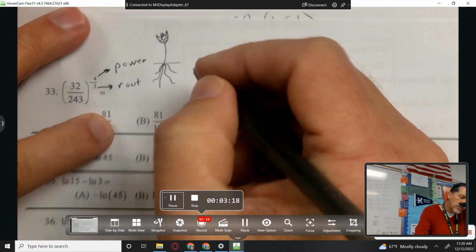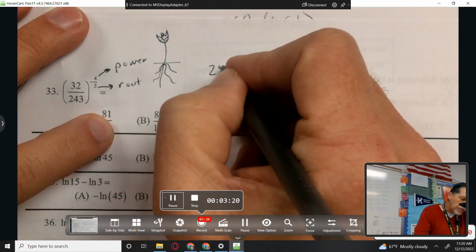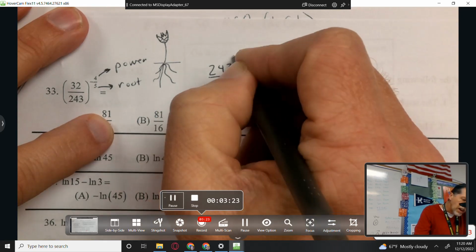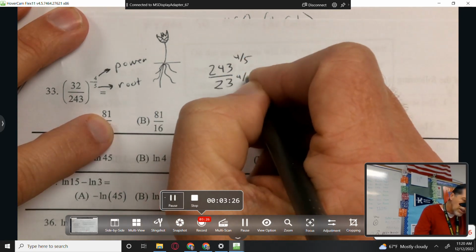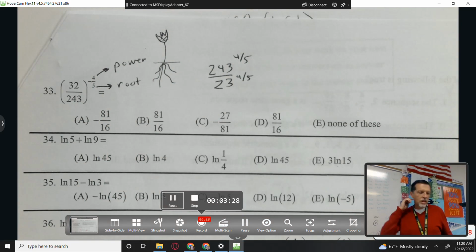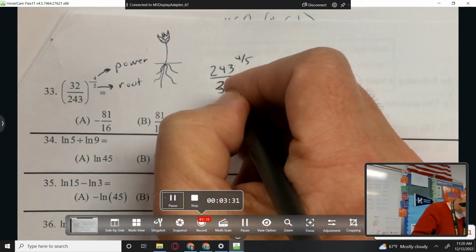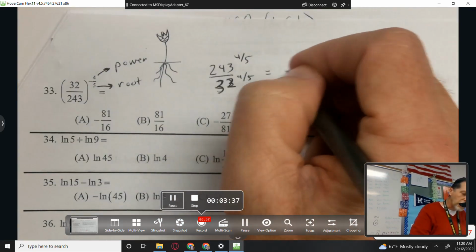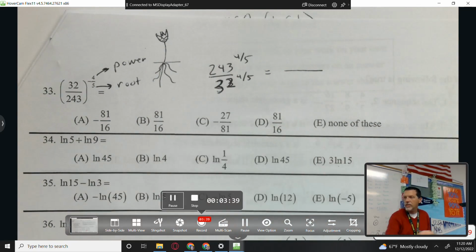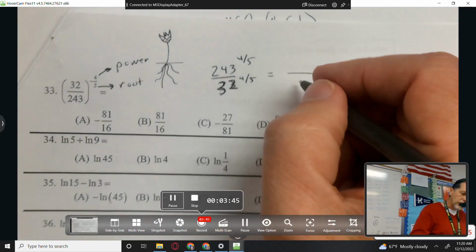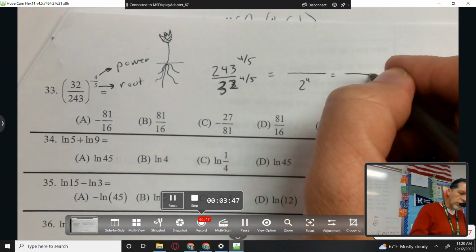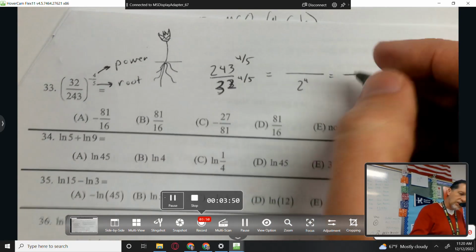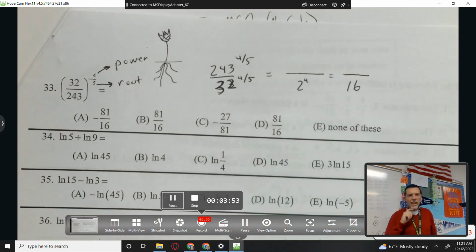The negative flips it over. So there's a lot going on here. Let's flip it over first. And then I'm going to put the 4/5 on each one individually: 32, and 243. And then I think I'm going to do the 32 first because that's easier. The 5th root of 32 is 2. We've done enough powers of 2 that you either recognize it or figure it out quick enough. And 2 to the 4th is 16. That's good. Look at my answer choices, and I've got some denominators of 16.